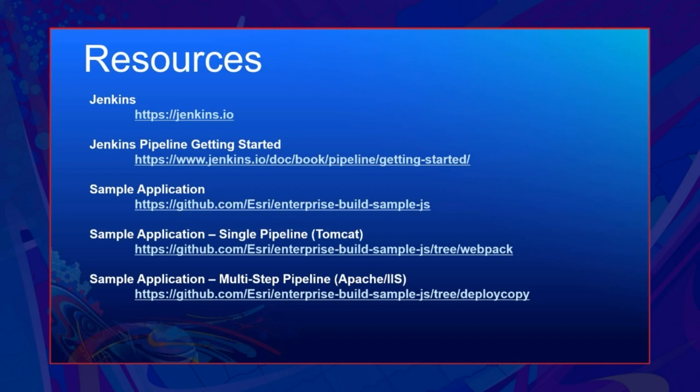Our sample application with the 2 different branches that we used today is available in GitHub. You can see it there in the Esri organization, the Enterprise Build Sample JS. And we used the Webpack branch to demonstrate our Tomcat deployment pipeline. And then we used our deploy copy branch to look at a multi-step pipeline with archiving and deployment to a web server like Apache or IIS.